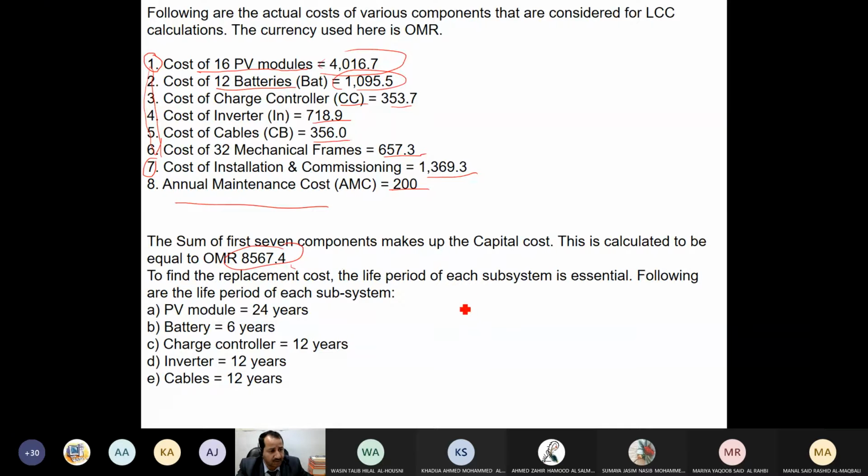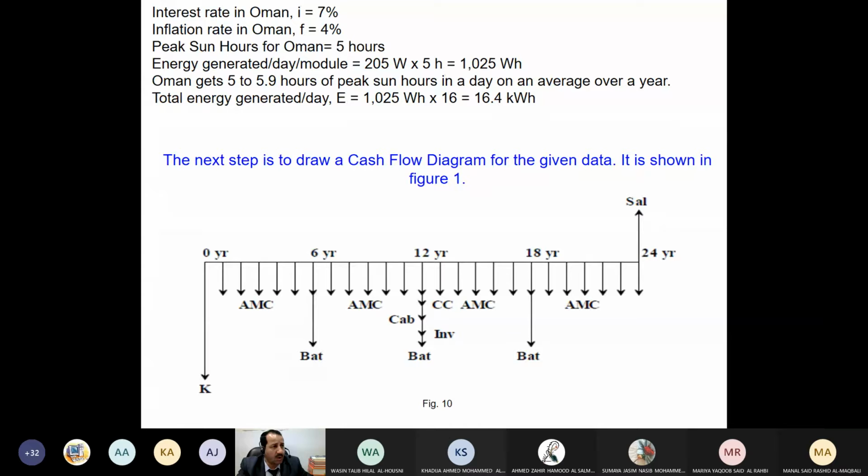And he also told me in the question that the PV panel will work up to 24 years. Batteries 6 years, and then I need to change. Charger controller, inverter, cable, all of them 12 years, and I need to replace them. Also, he told me that the interest rate in Oman is fixed by the central bank, and the inflation rate also are 4%, 7%, and 5%. I call them I and F.